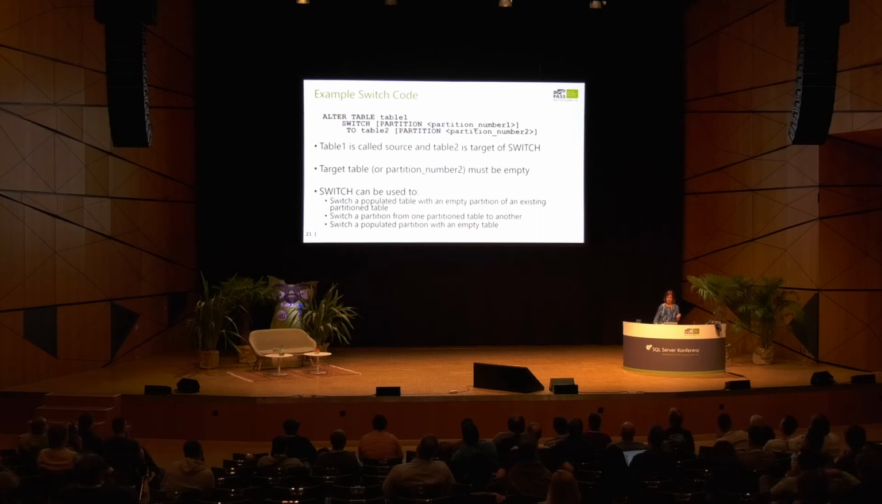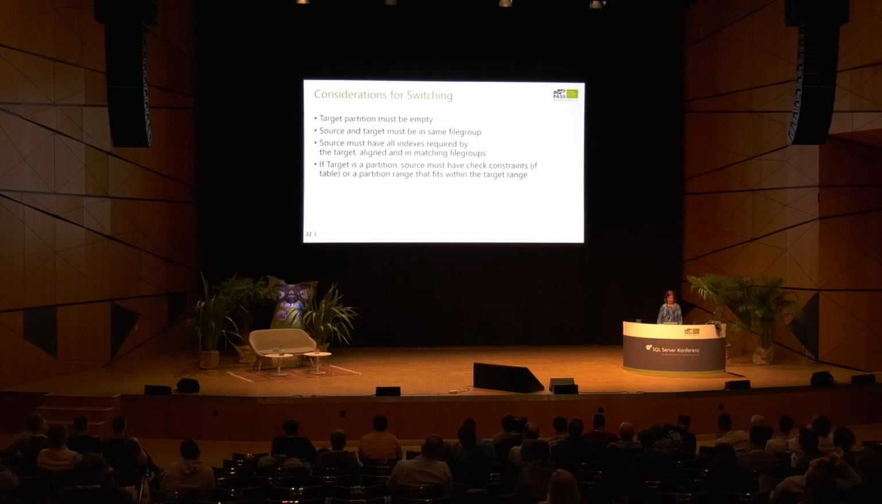Table 1 is the source. Table 2 is the destination. The destination, or the target, must be empty. You're switching something that has data into something that's empty. And there are 3 different ways partitioning can be done. We can take a full, populated table and switch it with an empty partition. We can take a populated partition and switch it with an empty table, or we can switch a populated partition from one partition table to another partition table, as long as the target is empty.